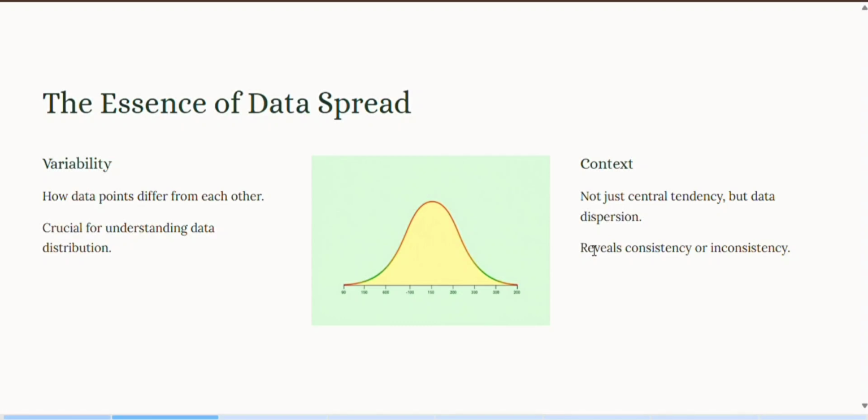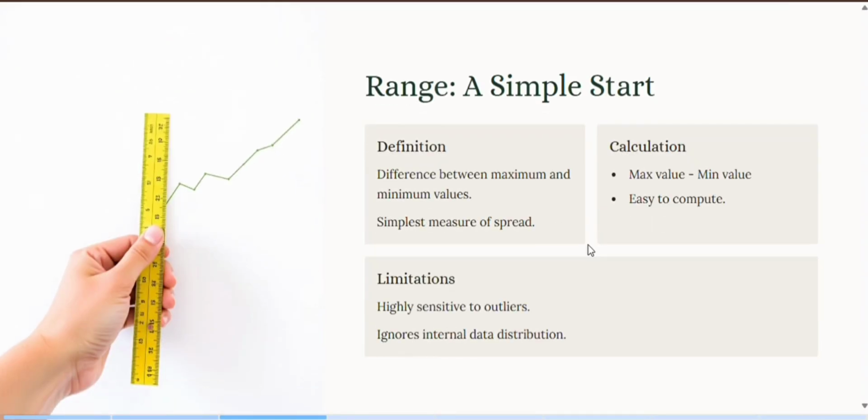So we measure spread in many different types. We'll first start with range, which is a simple start. The definition is the difference between maximum and minimum values, which is the simplest measure of spread. If we have some data or values, it finds the minimum and maximum of that data, and it is very easy to compute. The limitations of range: it is highly sensitive to outliers and ignores internal data distribution.